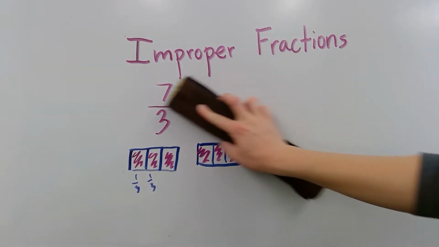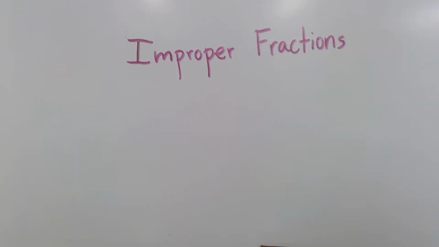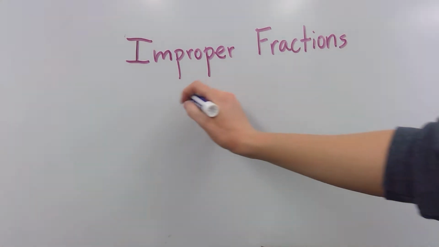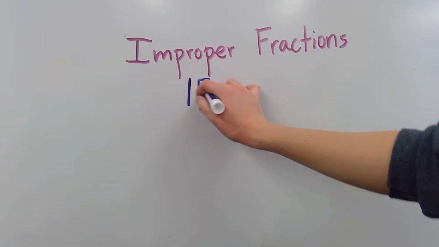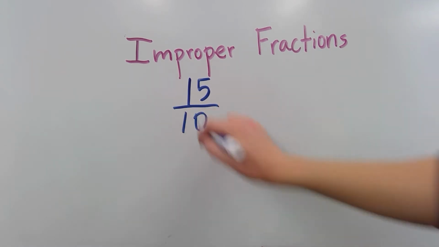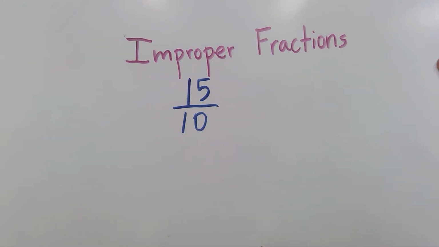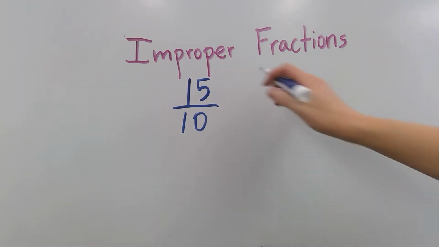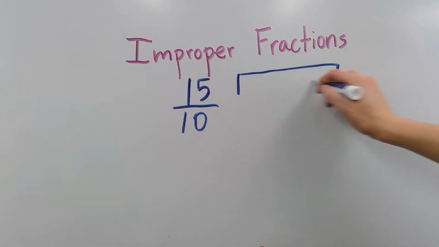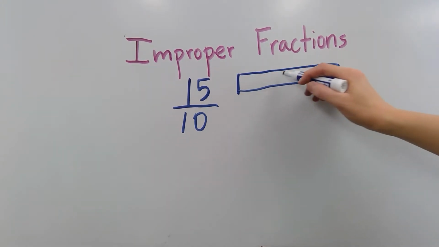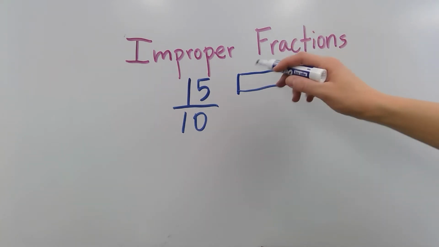Now sometimes when you add fractions or when you subtract or multiply, you'll end up with an improper fraction. So you might end up with something like this. How about 15 tenths? You can draw it to change it into a mixed number. So the 10 would tell me that in my whole number, it takes 10 to make one whole.